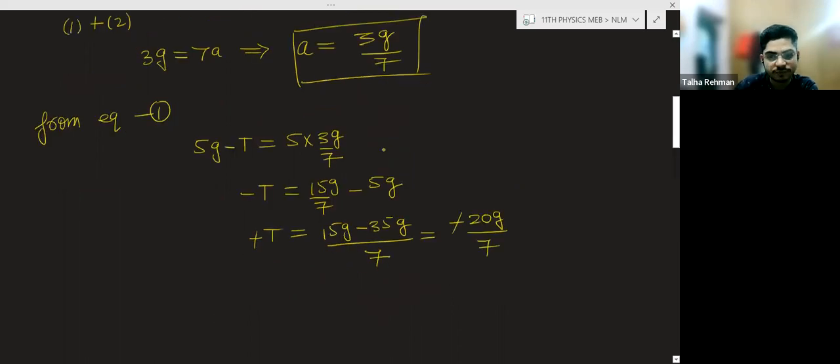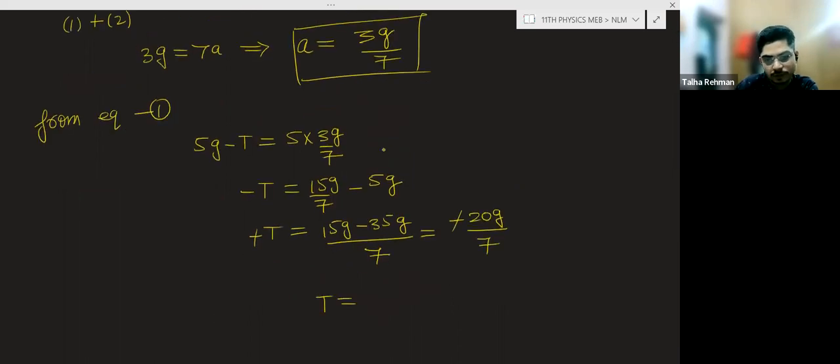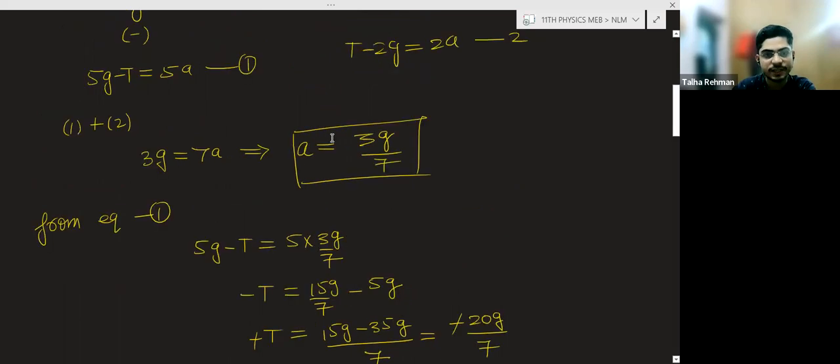So tension in the string will be 20g divided by 7. This is the tension in the string.